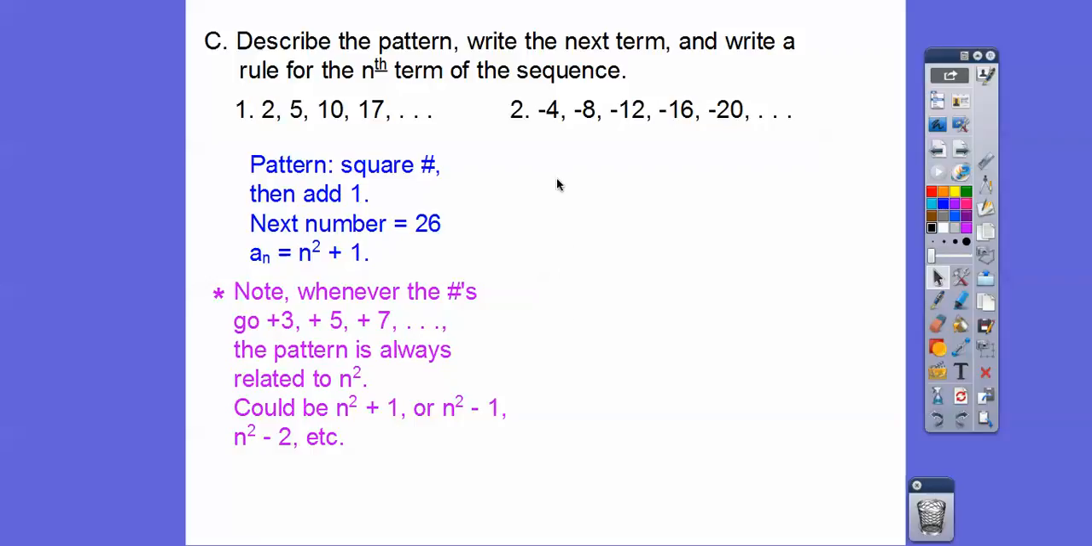All right, check this one out, you guys. Negative 4, negative 8, negative 12, negative 16. Now, there's a couple of ways to think of this, but we got to write an nth rule, you guys. So the pattern is just negative 4 times my number. Here, remember, it starts with 1. Here's my first term, my second term. Here's my third term. So it's negative 4 times 1, negative 4 times 2. Negative 4 times 3, negative 4 times 4, negative 4 times 5.